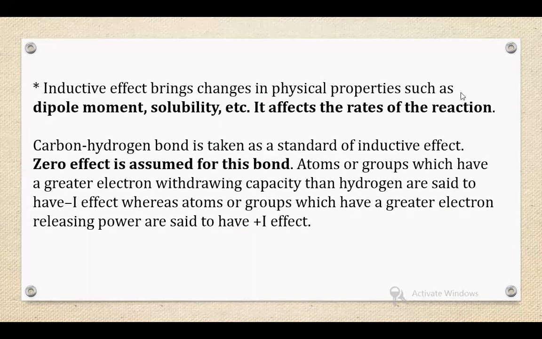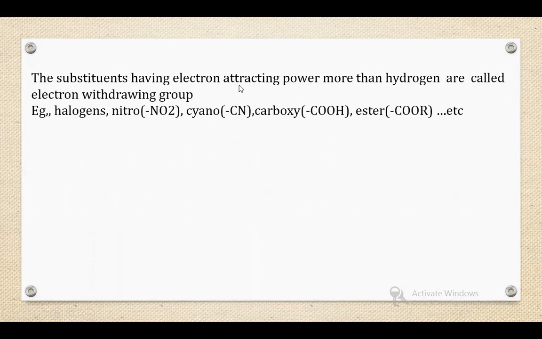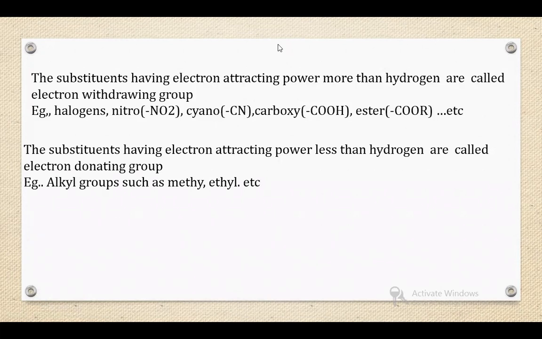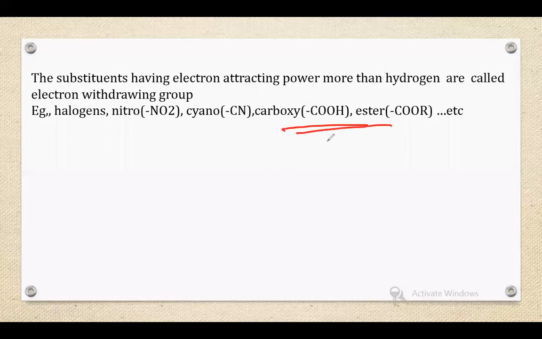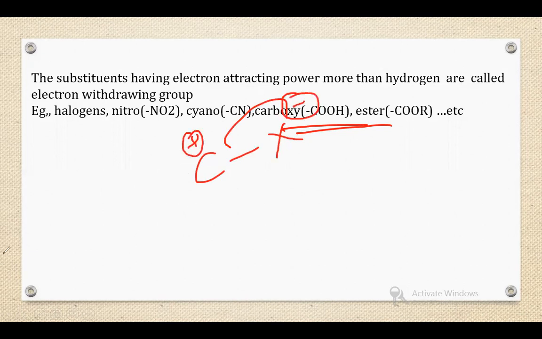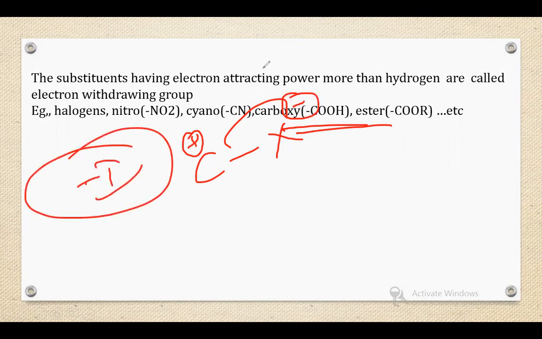So you can write it in the form of a definition. Inductive effect can also be defined this way. A substituent having electron attracting power more than hydrogen is called an electron withdrawing group. For example, nitro group NO2, cyano group CN, carboxylic group COOH, and ester group COOR. These have more electron attracting power than hydrogen. What happens? They drag the pair of electrons towards themselves from carbon, so carbon has partial positive charge and the substituent group has negative charge. This is called minus inductive effect or negative inductive effect.